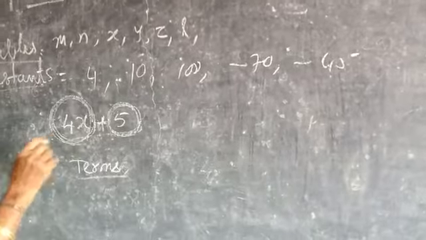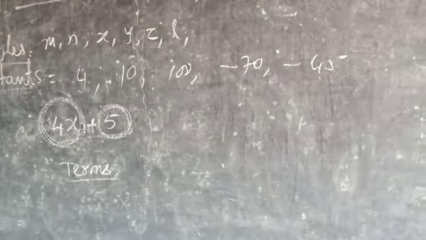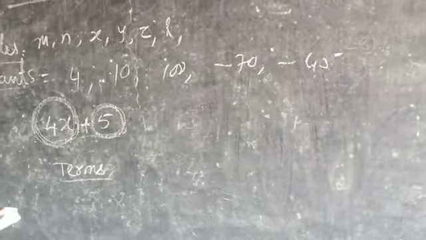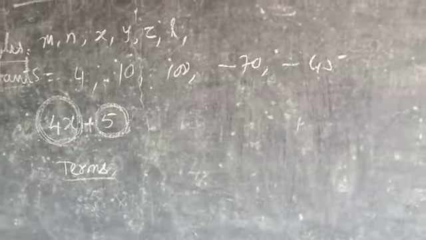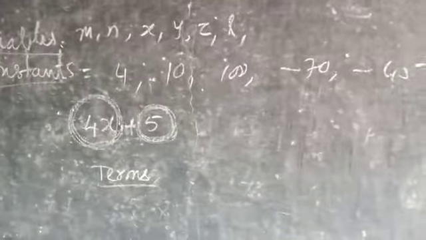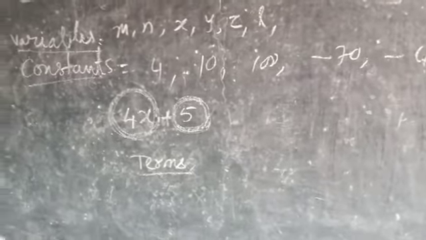Do you understand terms? What is the meaning of term? The parts which are formed separately and then added are called terms. Now 4x is one term and 5 is another term. These are the terms.